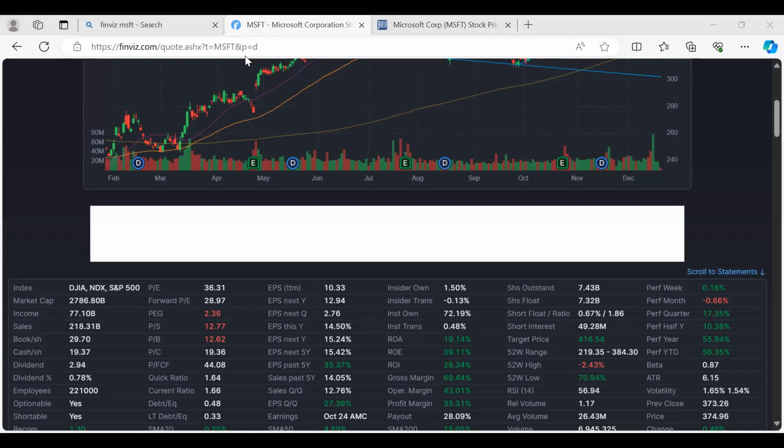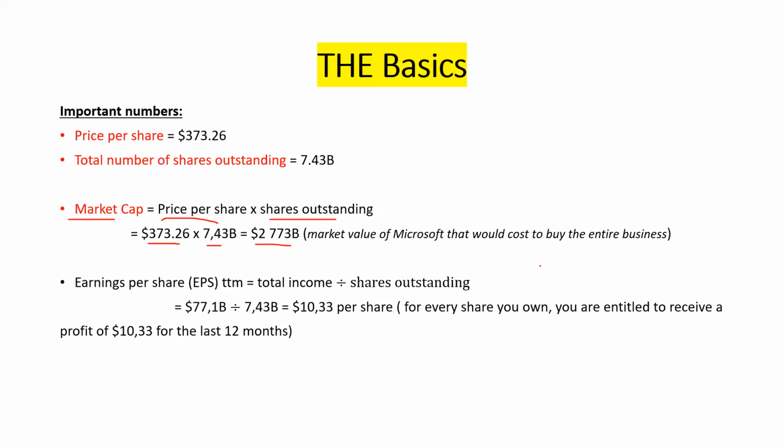Okay, now we move on to the next important variable, which is called earnings per share. Okay. When you buy into a business, you want to invest in a business that is making money and generating profits consistently year after year. We track this using a variable called earnings per share, which is calculated as follows. Earnings per share is equal to total income divided by shares outstanding.